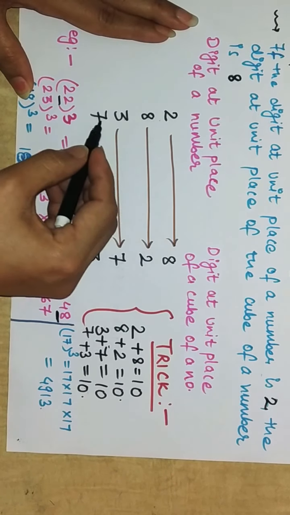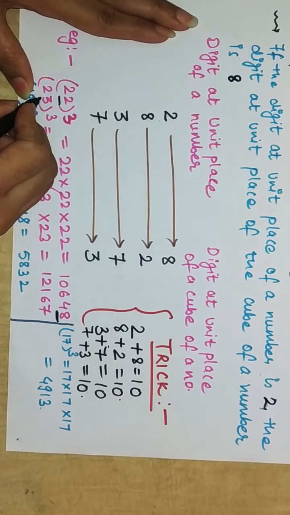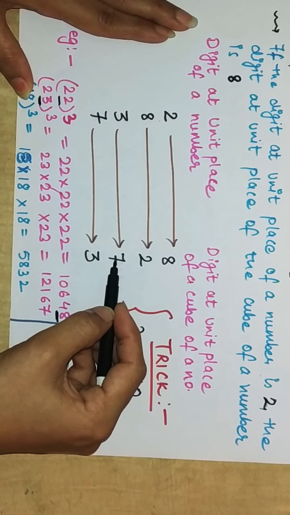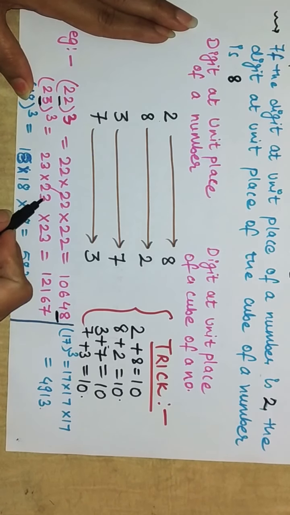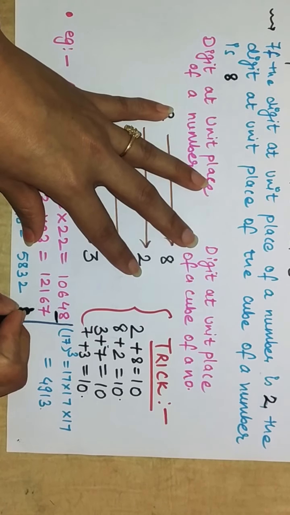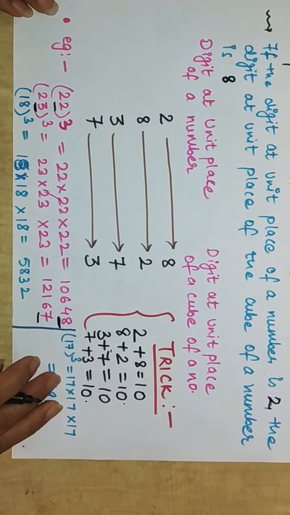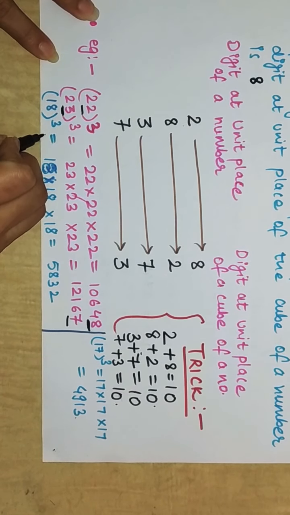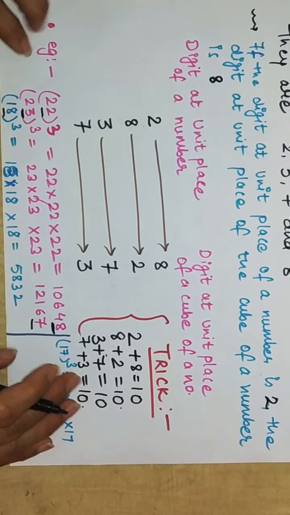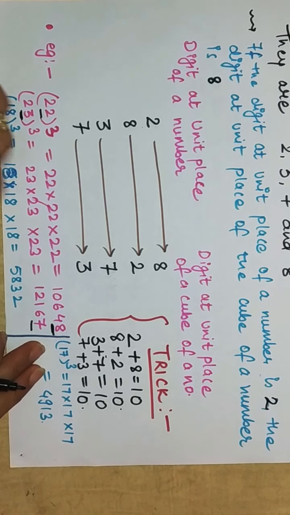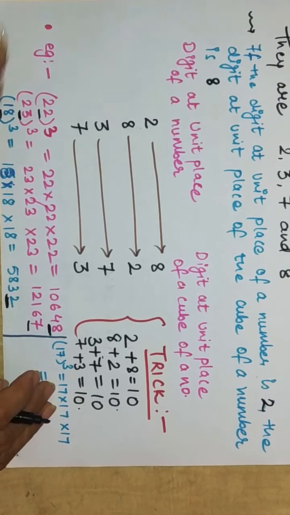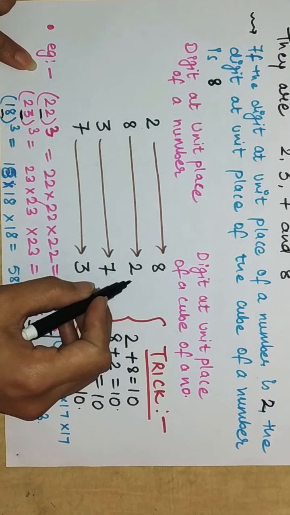फाइन. अगर यूनिट डिजिट हमारा 3 है यहाँ पे, तो हमें कितना मिलना चाहिए? 7 मिलना चाहिए. सो 23 multiply 23 multiply 23, 12167. So here I am getting 7. Then 18. 18 में I am having the unit digit as 8. So 18 multiply 18 multiply 18, that is 5832. So here you are getting 2. When it is 8, you will get 2.